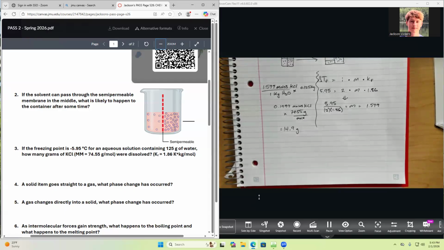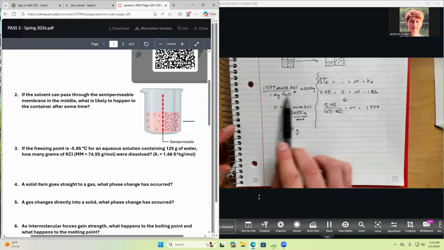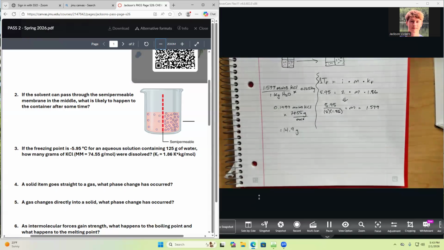Yep, exactly. Divided by kilograms of solvent. That's the big part. So we found that as our molality, which means that we can use that as a unit conversion in and of itself. That's a really big thing with this unit, being comfortable with going from molality to moles to molarity to mole fraction to mass percent, whatever it might be.